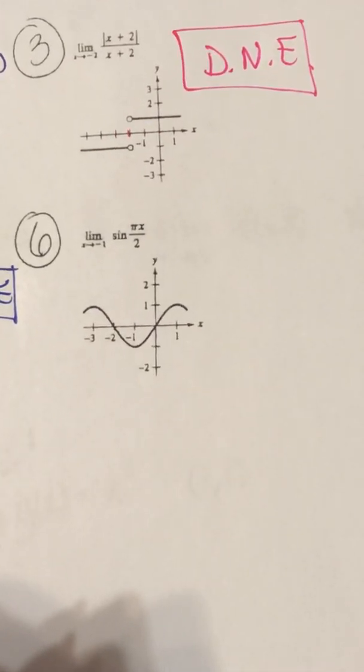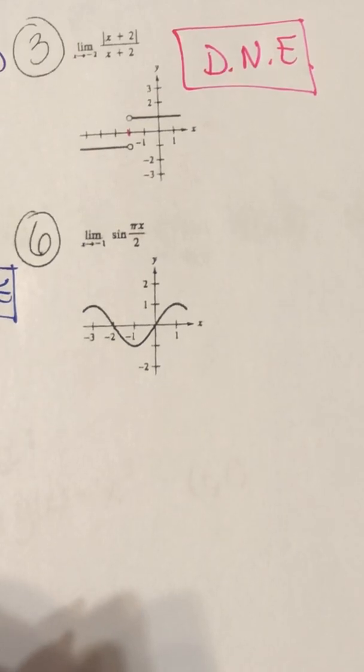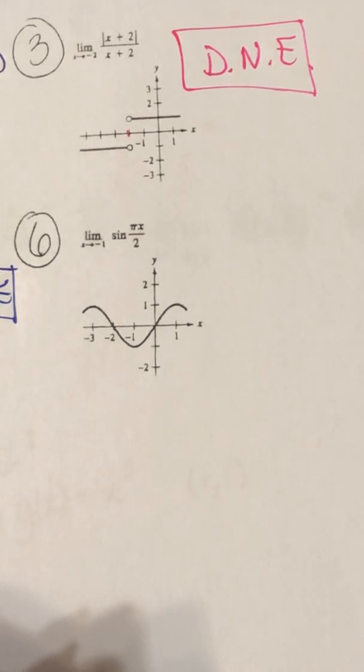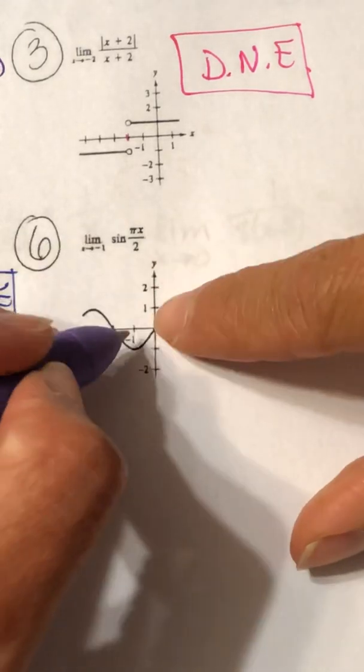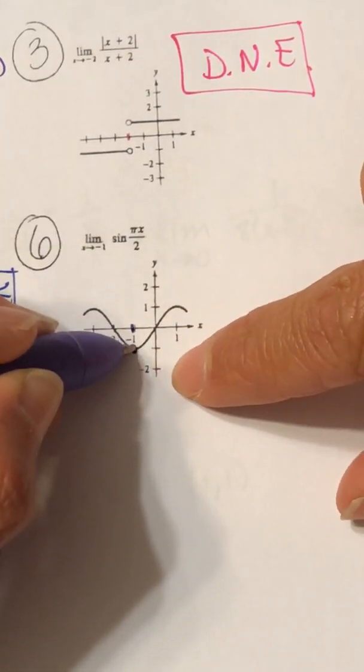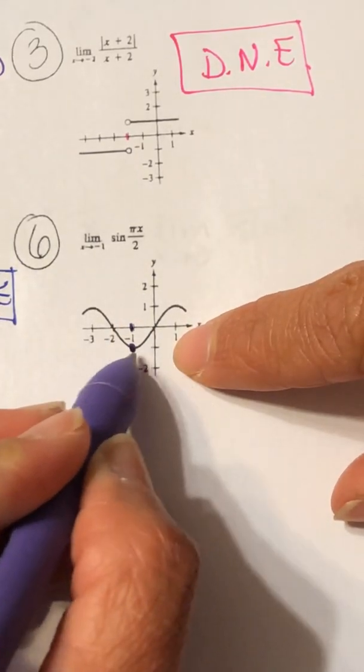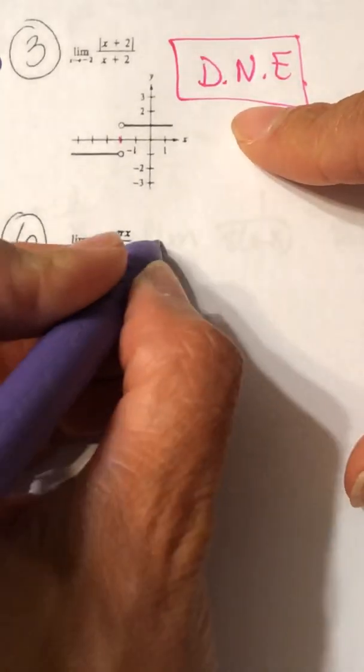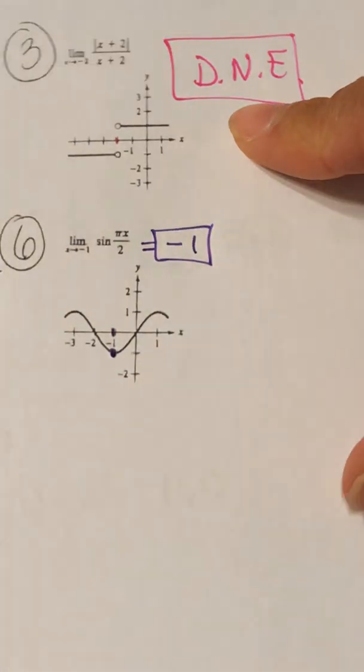Number 6, we're finding the limit as x approaches negative 1 of the sine of pi x over 2. As x approaches negative 1 on the left and the right, we're over here, and that point has a y value of negative 1. So the limit is negative 1.